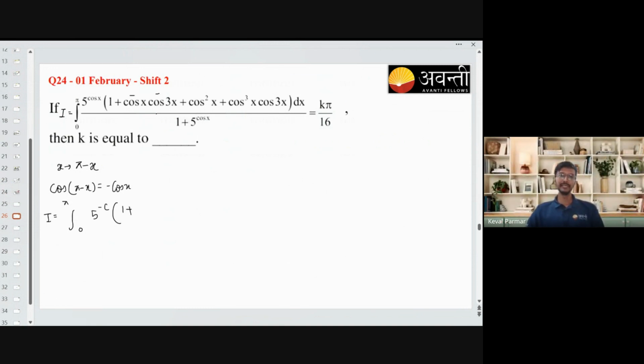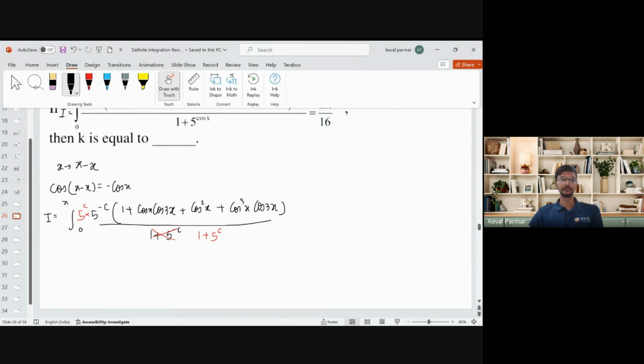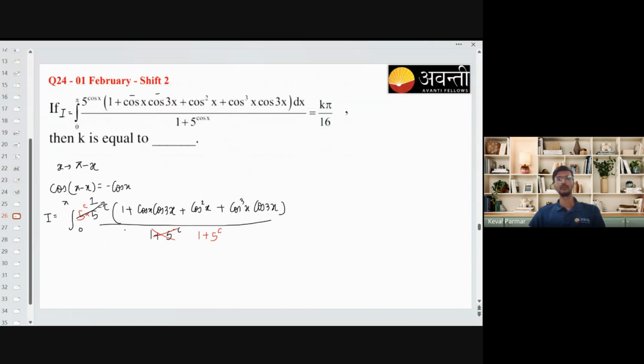So overall it will be the same, plus cos x into cos 3x, plus cos square x, since the minus and minus become plus, plus cos cube x into cos 3x, upon the denominator 1 plus 5 raised to the power minus cos x. If I take the LCM, what will I get, guys? I'll get 1 plus 5 raised to the power cos x into 5 raised to the power cos x. These will get cancelled and we'll get 1.